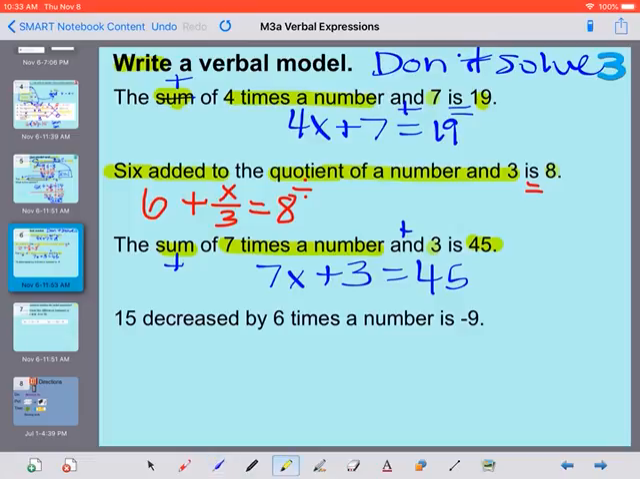Last one here. 15 decreased by 6 times the number is negative 9. So 15 is just 15. Then it says decreased by. Decrease meaning going down. We're really subtracting 6 times a number. So 6 times some number x is, or equals, negative 9. If we wanted to solve these, we could. We don't have to.